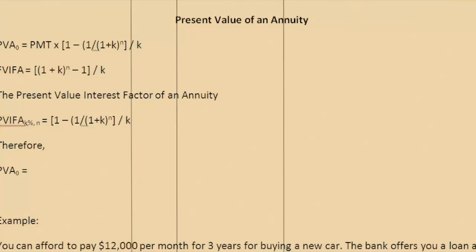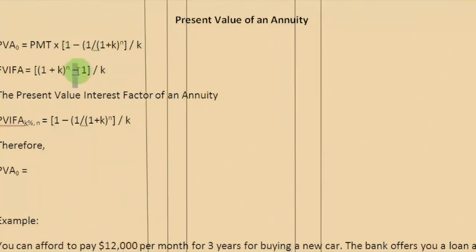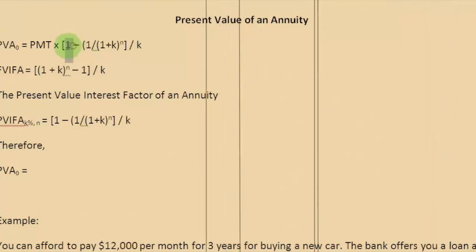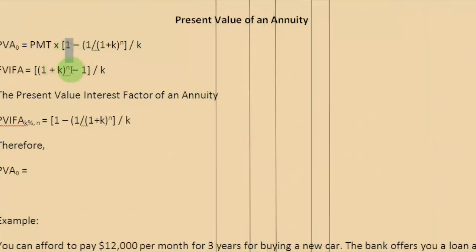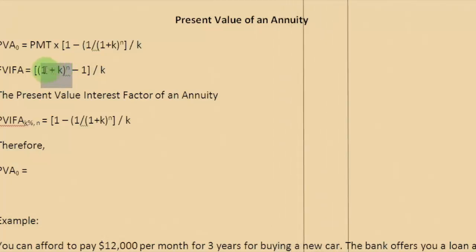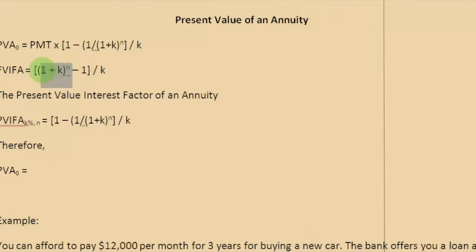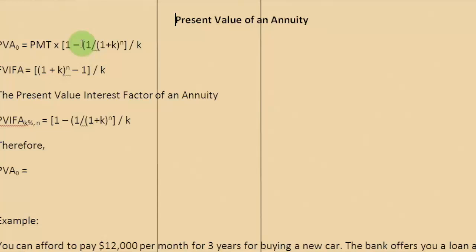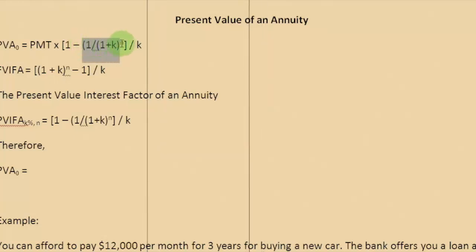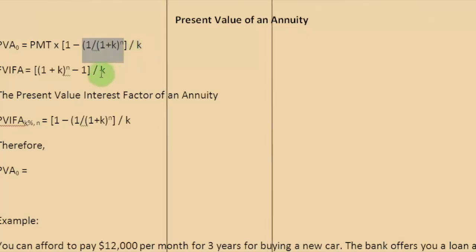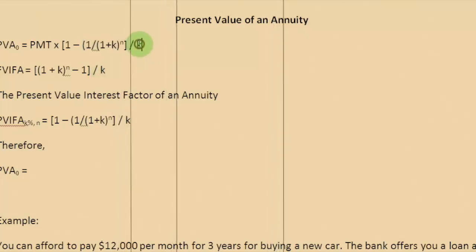Now observe the differences. Rather than having a minus 1 here, we are having a plus 1 in the beginning, and this one in the future value interest factor of the annuity, this part you will recognize as the future value interest factor of $1 alone. And here in this formula, this part here is the present value interest factor of $1, and we are dividing both of these things by the interest rate k.